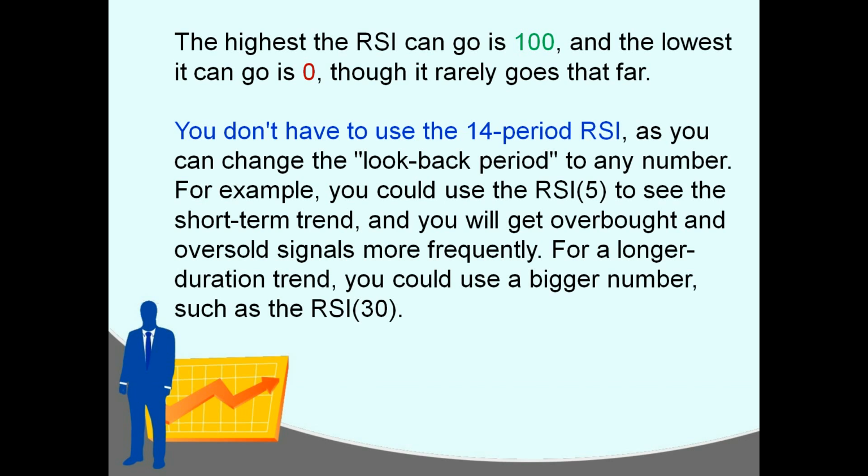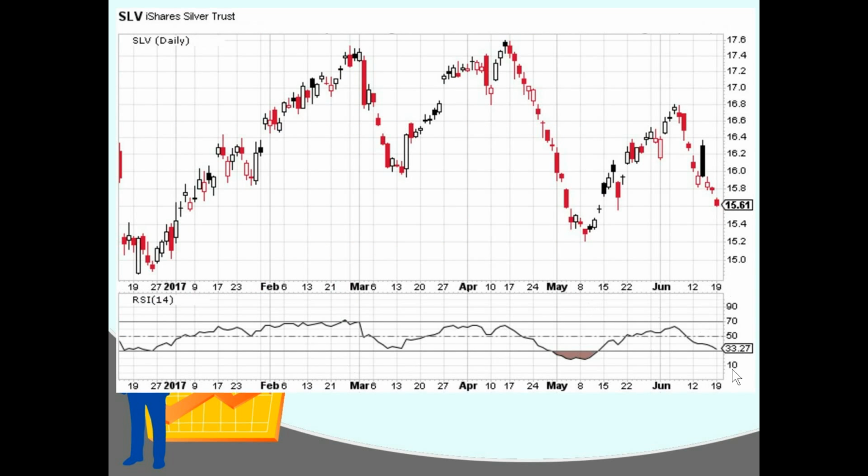The highest the RSI can go is 100, and the lowest it can go is 0, though it rarely goes that far. And let's take another look at SLV. As you can see, if this is 10, then 0 would be way down here, and it doesn't often go to 0. And if this is 90, then 100 would be way up here, and it would have to be really overbought or expensive to go up to 100. And as we know, it oscillates between 0 and 100, and more often between 30 and 70, or oversold and overbought.